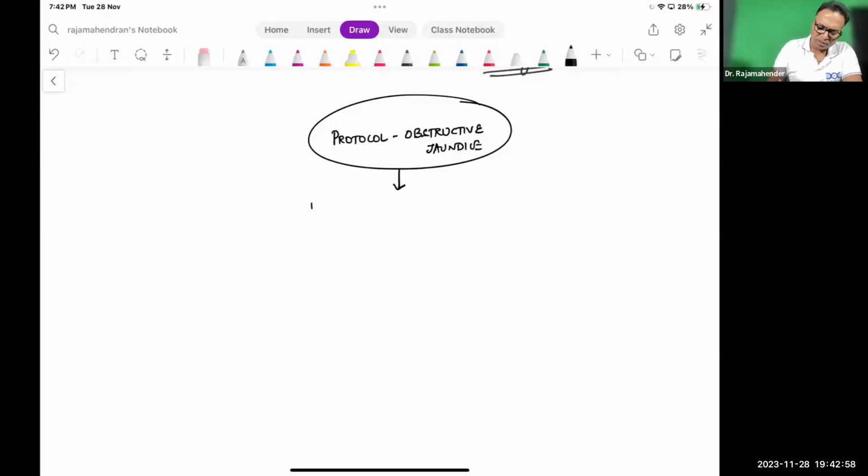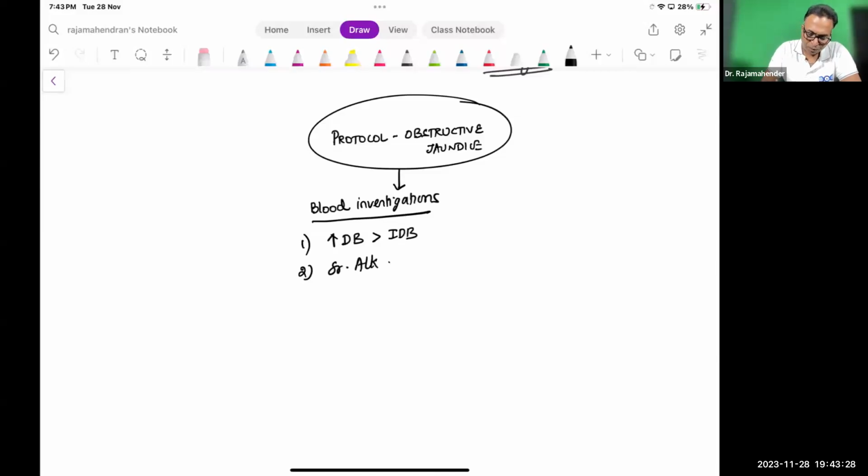The basic investigation I will do is blood investigations. What findings do I want to know? In the liver function test, I want to see that direct bilirubin is increased more than indirect bilirubin. This is very important, because in medical jaundice, indirect bilirubin will be more than direct bilirubin. And a very sensitive finding for obstructive jaundice is serum alkaline phosphatase. It is a sensitive indicator that there is an obstruction of the bile duct.